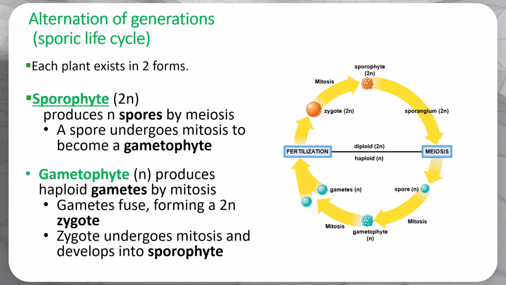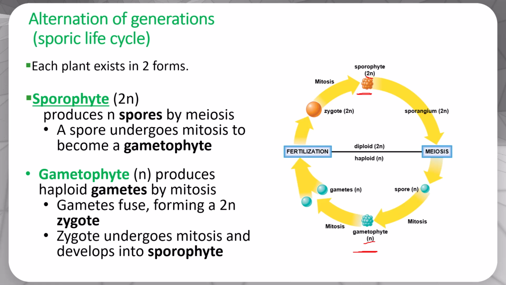So if you forgot about that alternation of generations life cycle from Bio 1, here it is again. It's alternation of generations because there are two multicellular generations in the plant. There is a diploid sporophyte generation and a haploid gametophyte generation. Remember, diploid means 2 sets of chromosomes, haploid means 1 set of chromosomes.